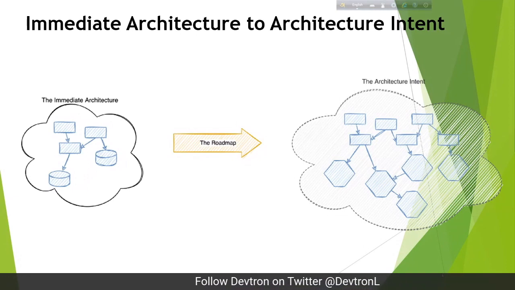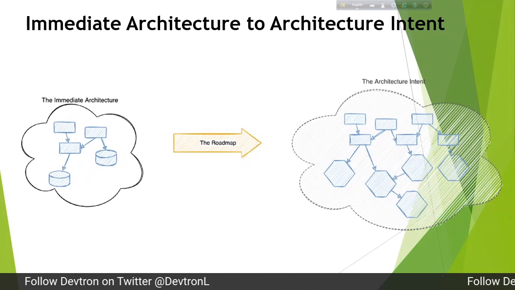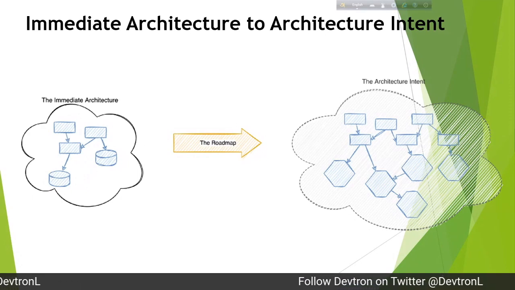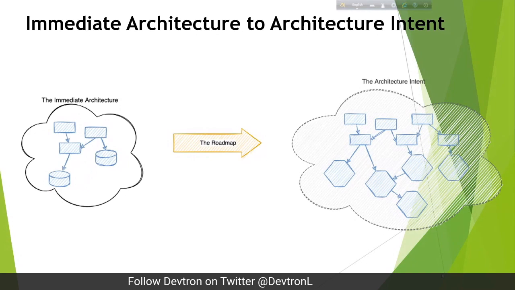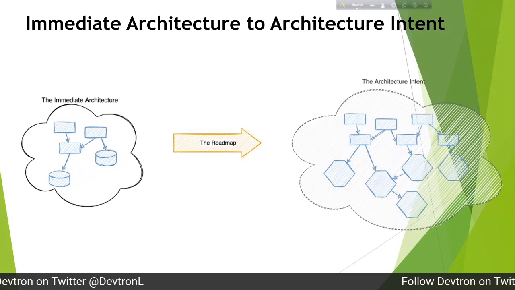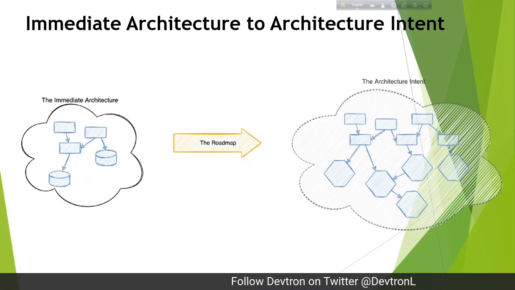If, for example, I am saying I will use a workflow engine in my architecture to run my business process flows, in my immediate architecture I might not be using one, maybe I'm doing it on SQL. I'm not using a dedicated workflow engine. But that does not mean in the future I will say, no, I don't even need a workflow. Because then I am not even true to my architectural intent.